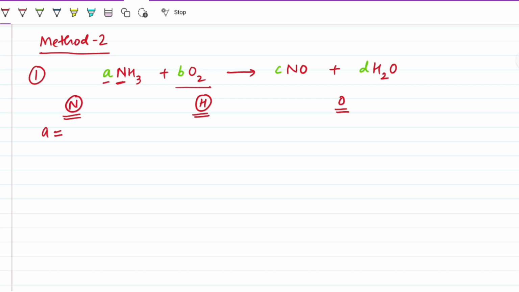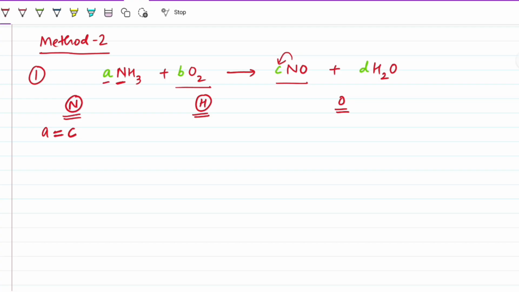There is no nitrogen on the reactant side here, but nitrogen is present on the product side. Whenever you are writing reactant to product, put the equal to sign. So I have written A is equal to. Now on the product side, in NO again we have one nitrogen along with the coefficient C. So A is equal to C. This is the equation with respect to the nitrogen atom.